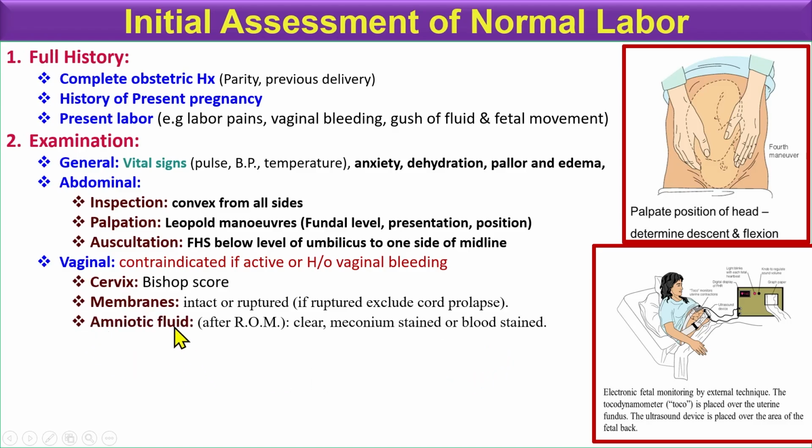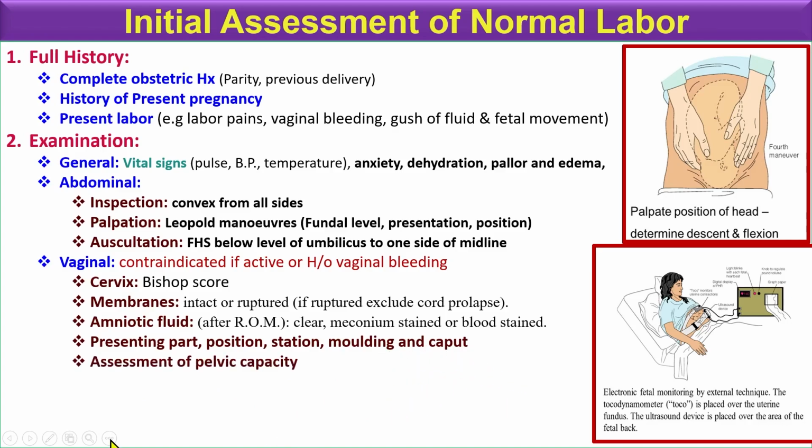Okay, then check the amniotic fluid after the membrane rupture. Is it clear, or is it meconium stained or blood stained? Okay. So and assess the presenting part, the position and the station, and the molding and the caput of the fetus. Okay, and assessment of the pelvic cavity.